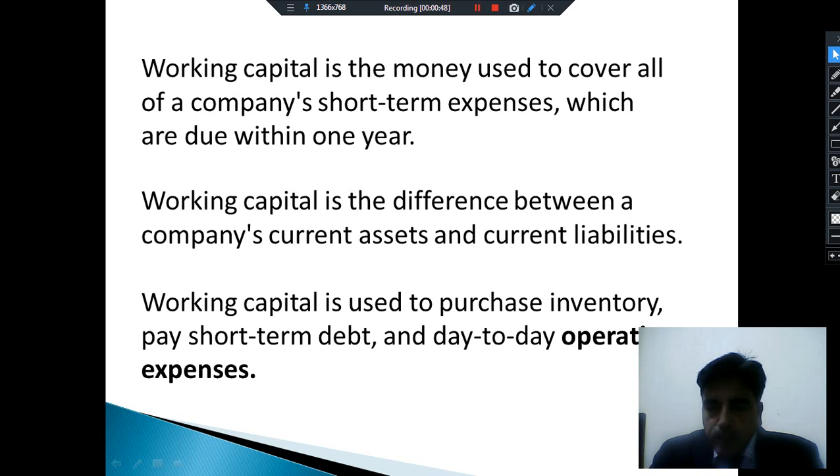But working capital is the difference between the company's total current assets and the current liabilities. Working capital is used to purchase inventory, pay short-term debt, and cover day-to-day operating expenses, like paying wages, purchasing short-term inventory, paying some freight charges and other related activities of the business which are falling due on a day-to-day basis.